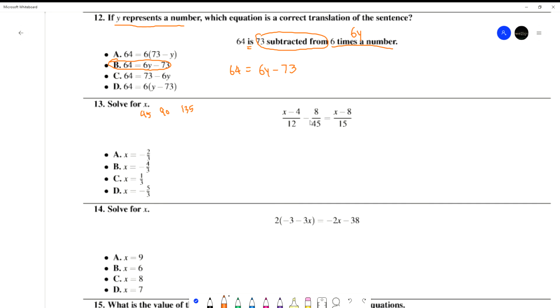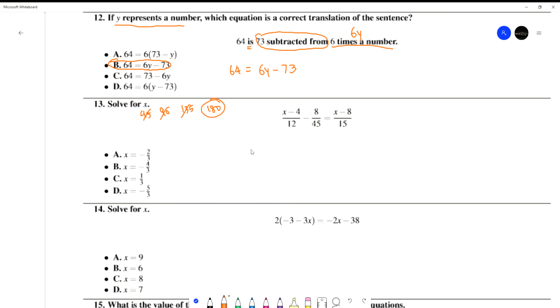So if I try 90 divided by 12, it doesn't work, right? You don't get an integer or a whole number. So I know it's not 90. I know it's not 45, right? So let's try 135 divided by 12. It doesn't work. So I know it's not 135. So I'll do 45 times 4, which is 180. And then 180 divided by 12 is 15. So it works, right? 15 divides into 180 as well, and you get 12. So that's how I figured out 180 was the LCD.